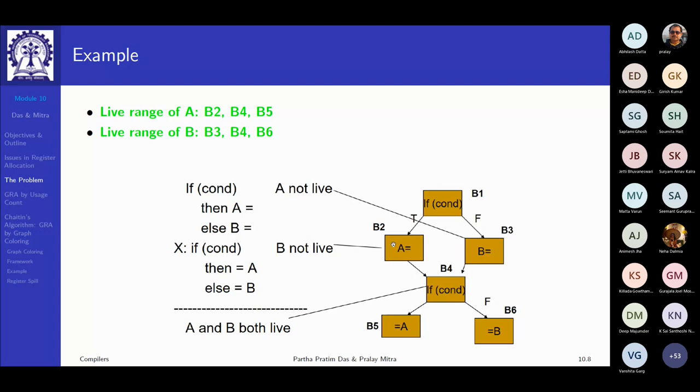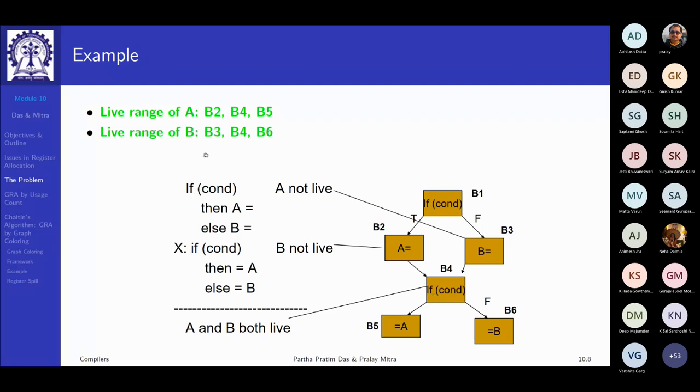And how far it is live, I can see that from this point, I can go to B4, go to B5, and there is a use of A. So A will have to be live when it comes out of B2 because B5 uses it. A will be live when it enters B4, and it will again have to come out live when it has to go to B5. So along this path, I can see that A will have to be live over B2, B4, B5, which is a live range of A.